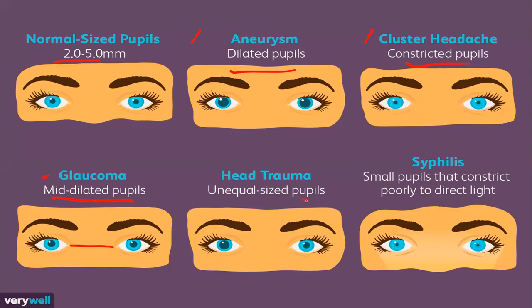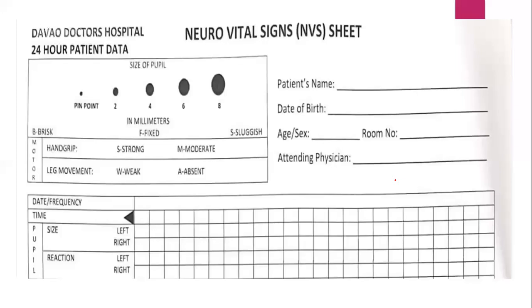And then, unequal size pupils, also called anisocoria. Anisocoria, maliit yung isa, malaki yung isa. That's possible for head trauma. And then we have syphilis: small pupils that constrict poorly to light. So that's your syphilis. Right?